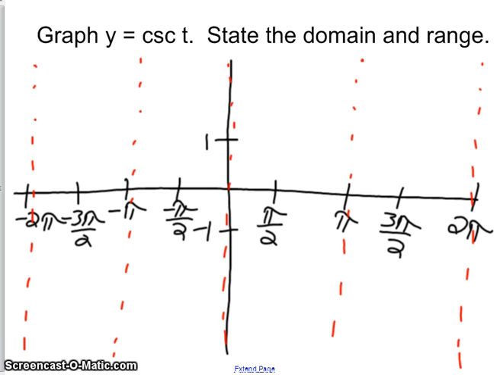And anywhere that sine is 1, the reciprocal of 1 is 1. So sine is 1 at pi over 2. And it is negative 1 at 3 pi over 2, as the reciprocal of negative 1 is negative 1. At negative pi over 2, it was negative 1. And at negative 3 pi over 2, it was positive 1.